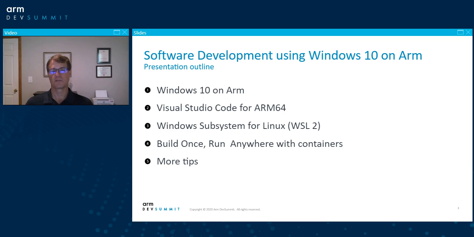We're going to cover Visual Studio Code on ARM64. Then we're going to talk about the Windows Subsystem for Linux, also known as WSL2. And then we're going to talk about the Build Once, Run Anywhere feature of containers and introduce Docker into our software development environment. And then I'll wrap up at the end with some more tips.